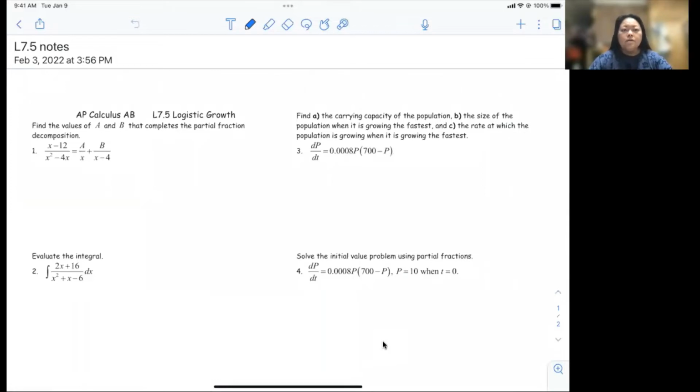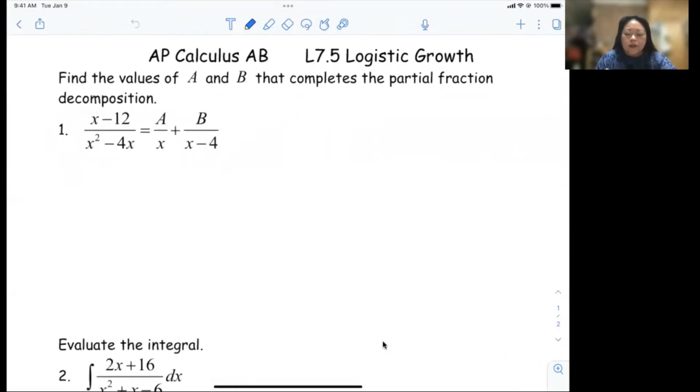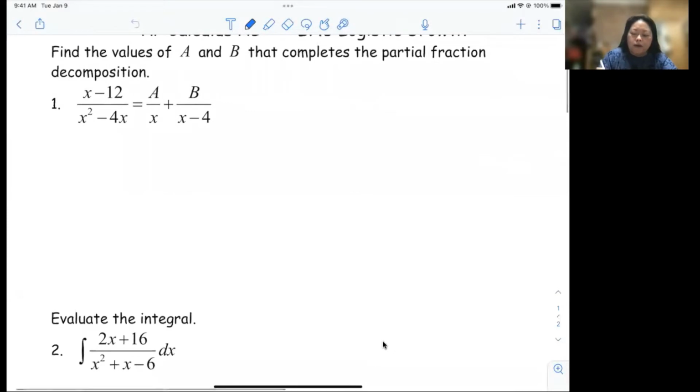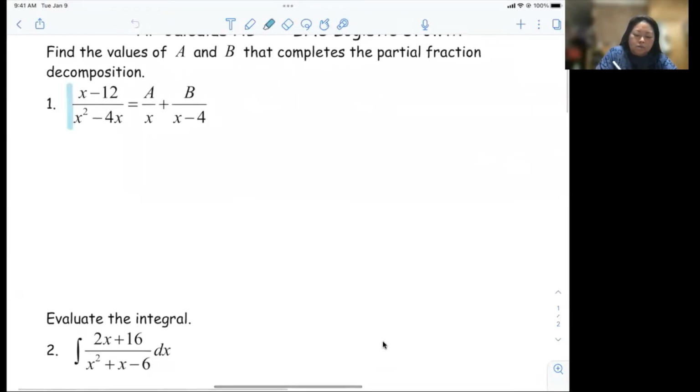Okay, we're going to talk about 7.5 logistical growth. But before we do so, we're going to start with the ideas of partial fraction, right? In this case, you see that you have a fraction, and this is the original problem here. You know that this fraction is made up of two separate fractions, and you're really trying to figure out what it was to begin with.